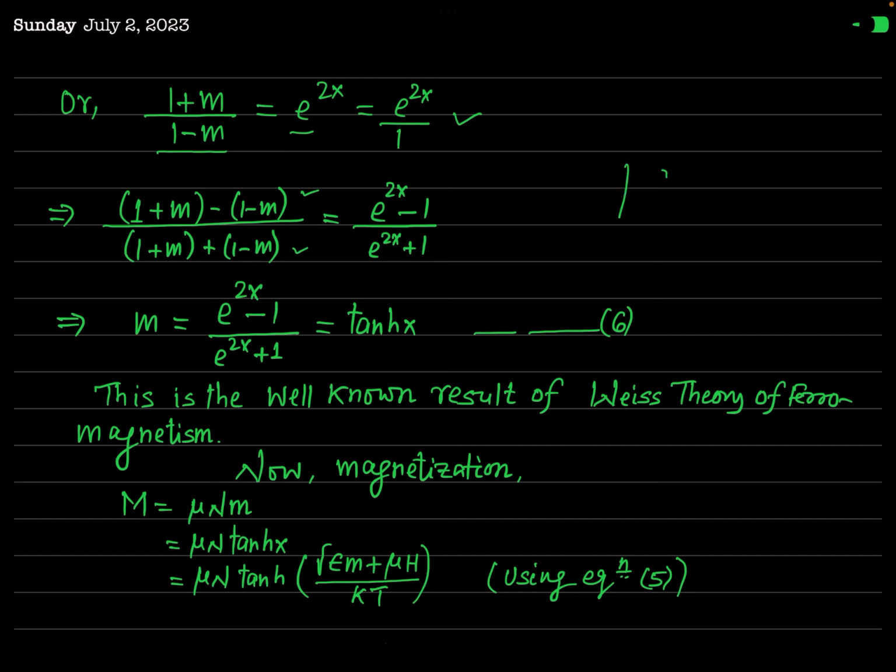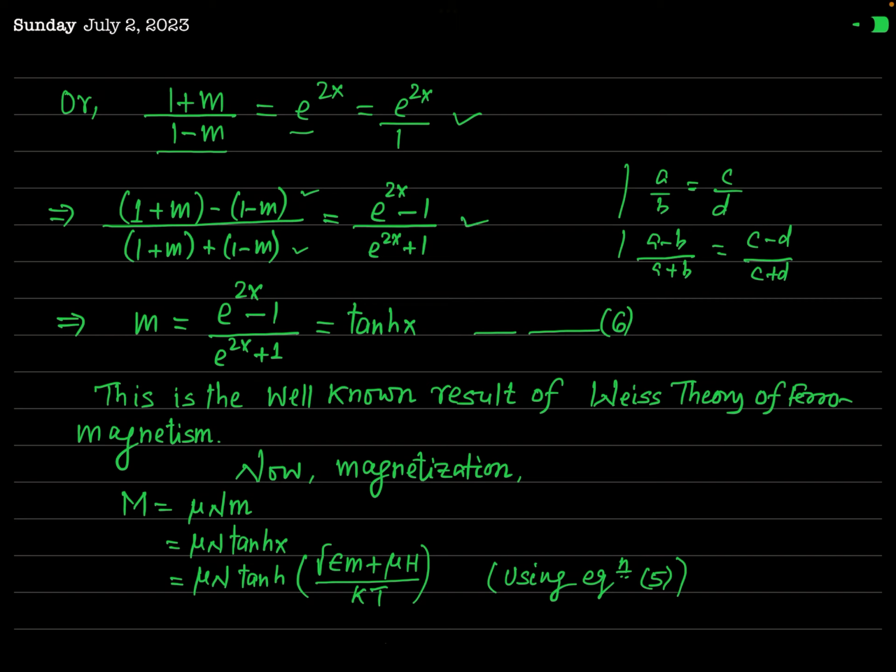Because you know from componendo and dividendo that if a by b is equal to c by d, then we may write (a minus b) divided by (a plus b) equal to (c minus d) divided by (c plus d). Using this rule of componendo and dividendo, you can write like this.